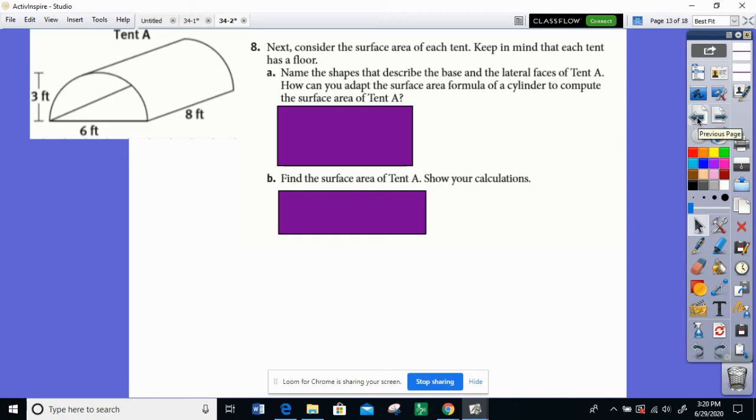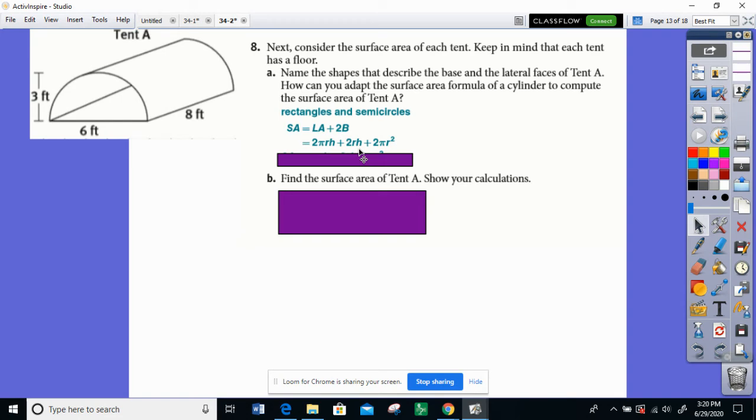Now we're going to compare the surface areas for each tent. And we want to remember that each tent has a floor. So for the shapes that describe the base and the lateral faces of tent A, well, we've got rectangles and we've also got semicircles. So if the total surface area is the lateral area plus 2 times the area of the base, in this case that would be 2 pi rh plus 2rh plus 2 pi r squared.